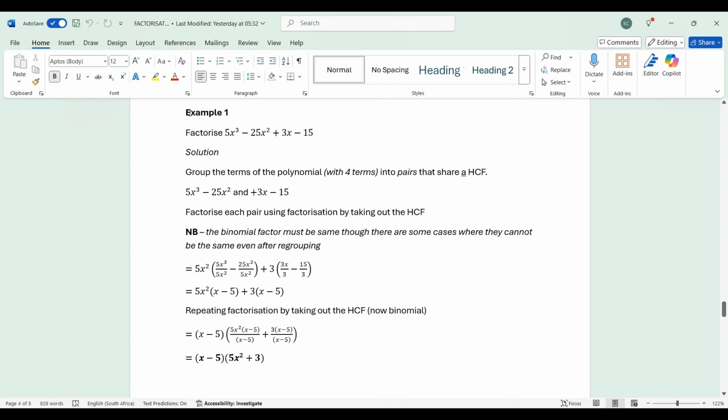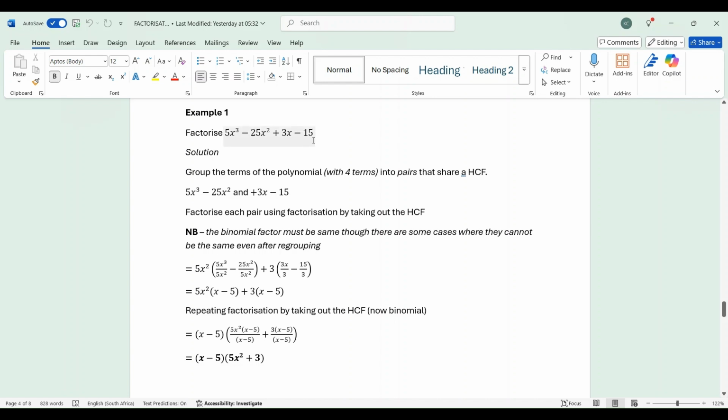Good morning. Today, we are going to concentrate on factorization by grouping or by regrouping. In this case, we are given the expression 5x cubed minus 25x squared plus 3x minus 15, which we need to factorize. But if we have a closer look at all the terms here, they don't have a common factor. All these four terms don't have a common factor.